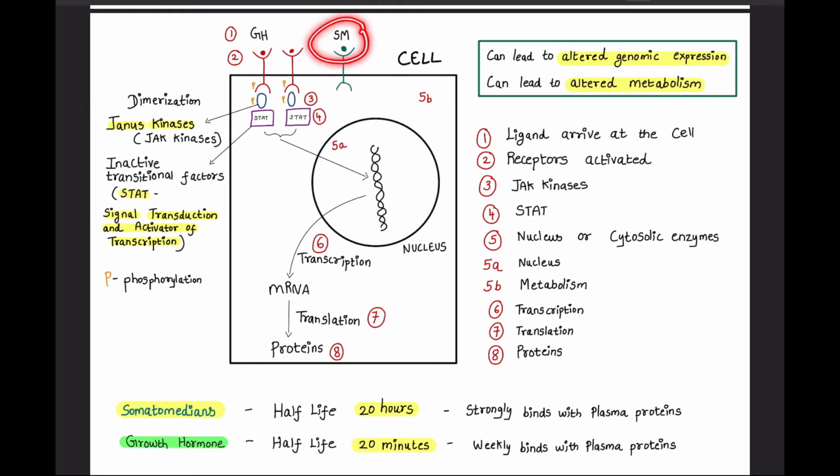Somatomedins strongly bind with the plasma proteins in the blood. That means in the circulation they will stay much longer than growth hormone. Growth hormone weakly binds with the plasma proteins in the blood, so it will remain for only a few minutes in the circulation. So the half-life of somatomedin is 20 hours and growth hormone is 20 minutes.